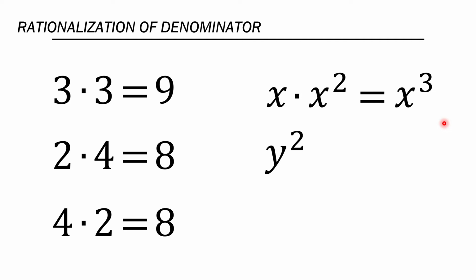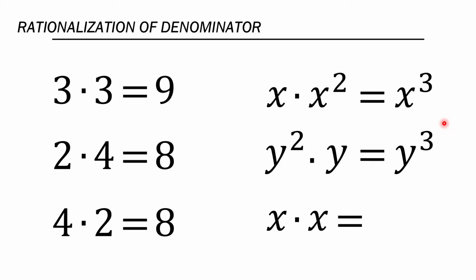Ano yung i-multiply natin sa y squared para magiging perfect cube? Okay, we will multiply that one by y. So, we will have y cubed. So, the same thing, x. Ano yung i-multiply natin kay x para magiging perfect square? So, we will multiply x by x so that we will have a perfect square x squared. Okay? So, we will need this one later in rationalizing a denominator. So, dapat alam natin ano yung mga number na i-multiply natin para magkaroon tayo ng perfect number.